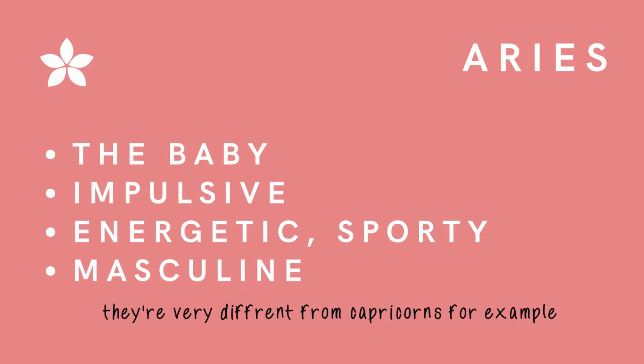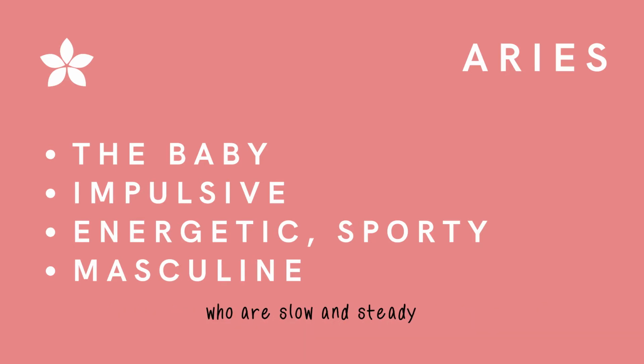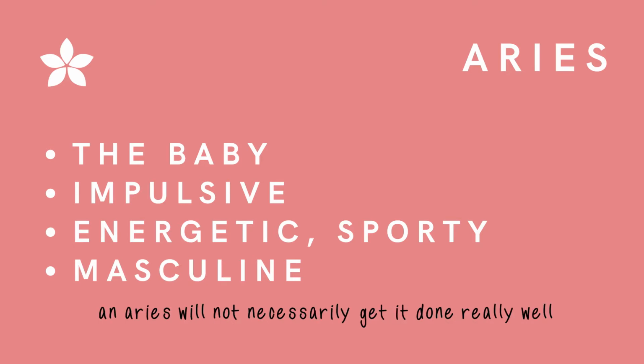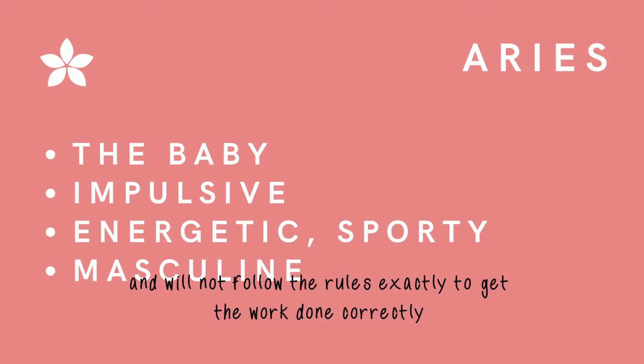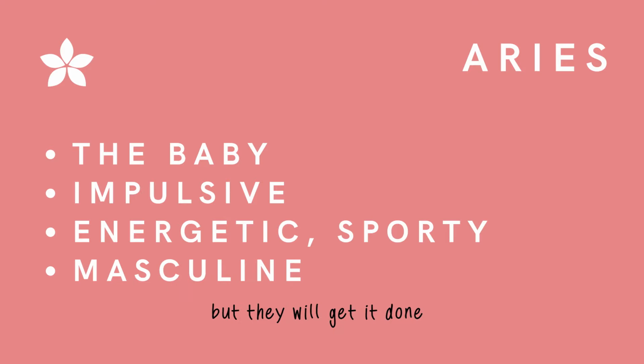They're very different from Capricorns, for example, who are slow and steady. We will get it done and we will do it well. And Aries will not necessarily get it done really well and will not follow the rules exactly to get the work done correctly. But they will get it done.